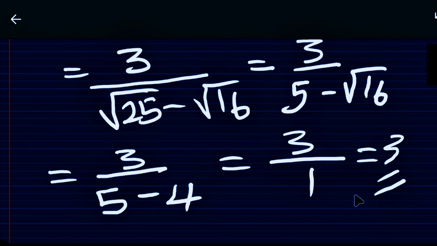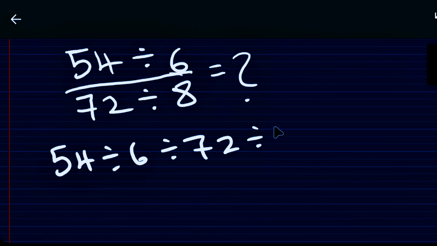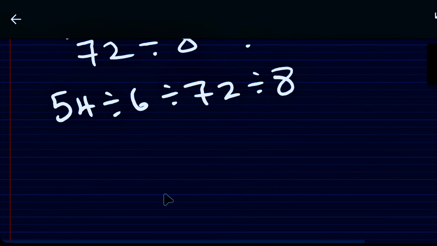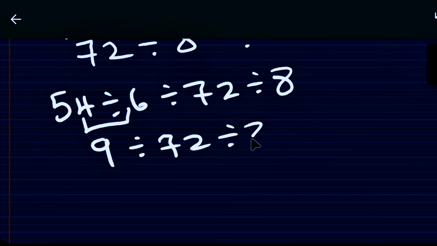Now let's look into one more question before we go. The expression is 54 divided by 6, then divided by 72 divided by 8. Now most people, when solving this particular expression, rewrote this as 54 divided by 6, then divided by 72, then divided by 8. In their next step, they divided 54 by 6 and it gave them 9, then divided by 72, divided by 8.